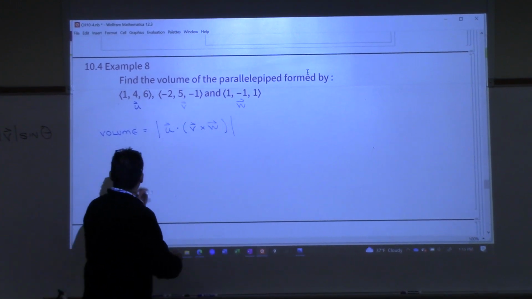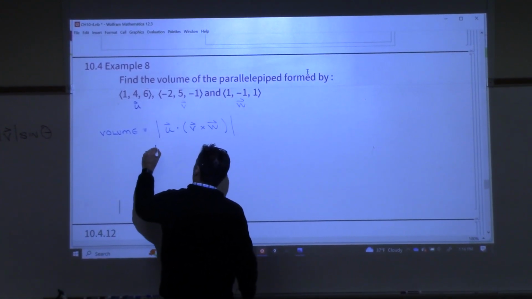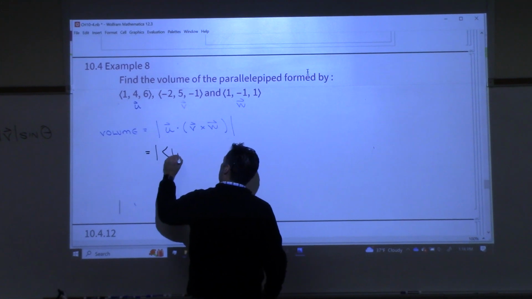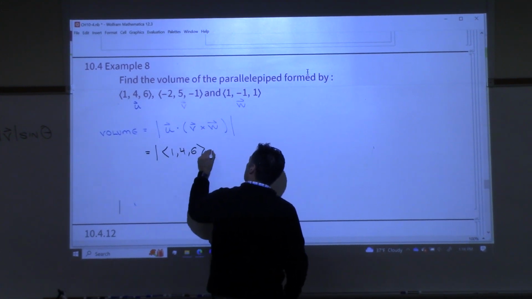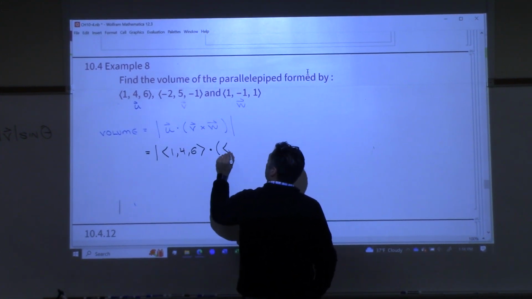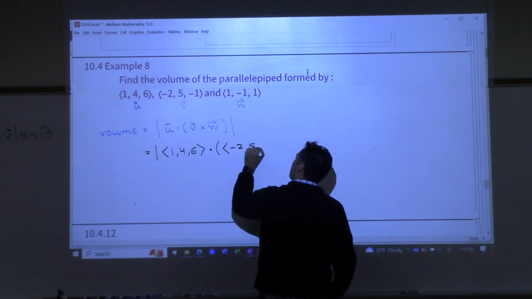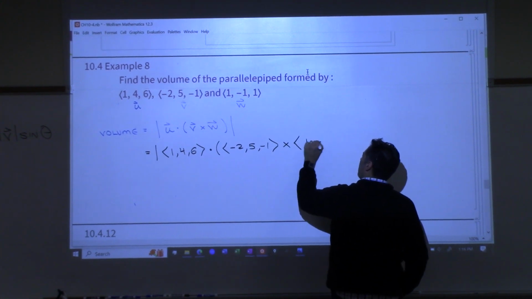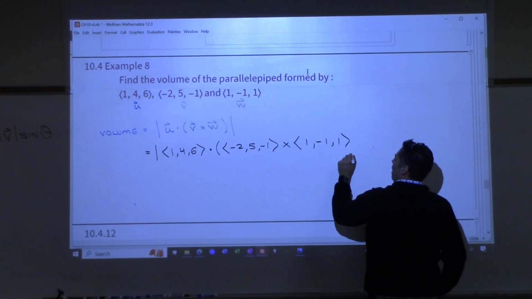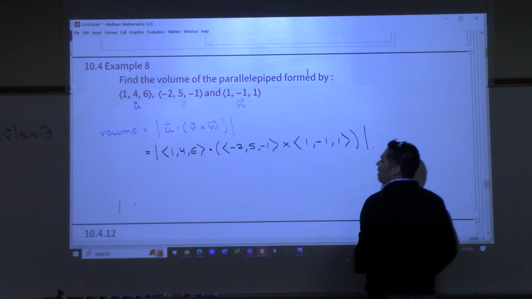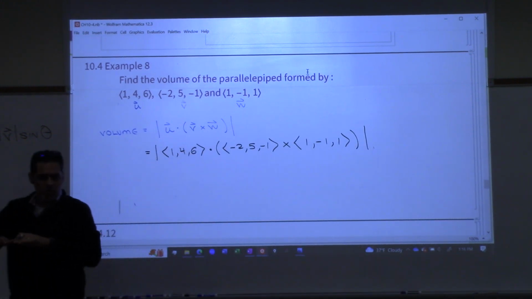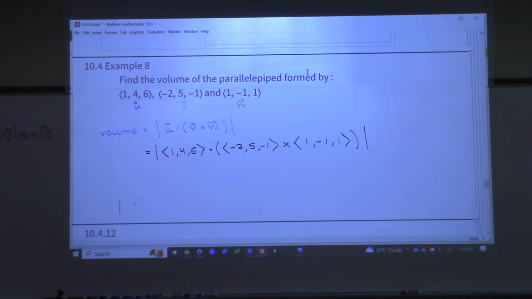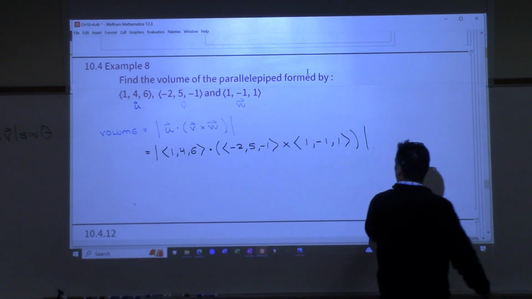So that means I want to do the absolute value of the U vector, 1, 4, 6, dotted with the V vector, -2, 5, -1, crossed with the W vector, 1, -1, 1. And then after I do that cross product, I'll have to dot it. So that's the actual, everything plugged in. So what should I do now? Go do the cross, right? Let's go do the cross. I'll do it over here.